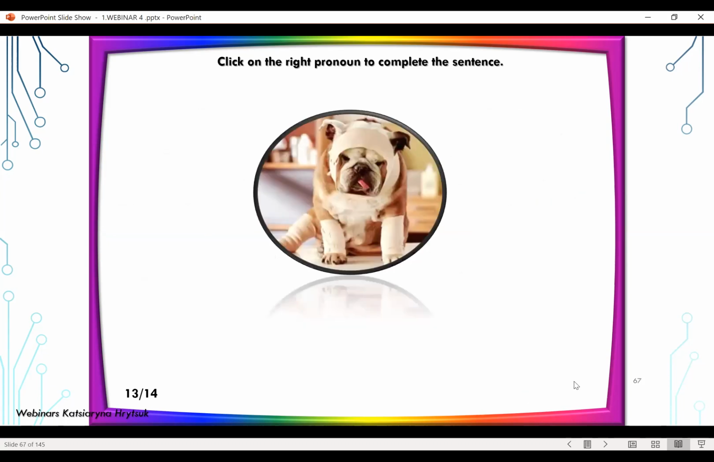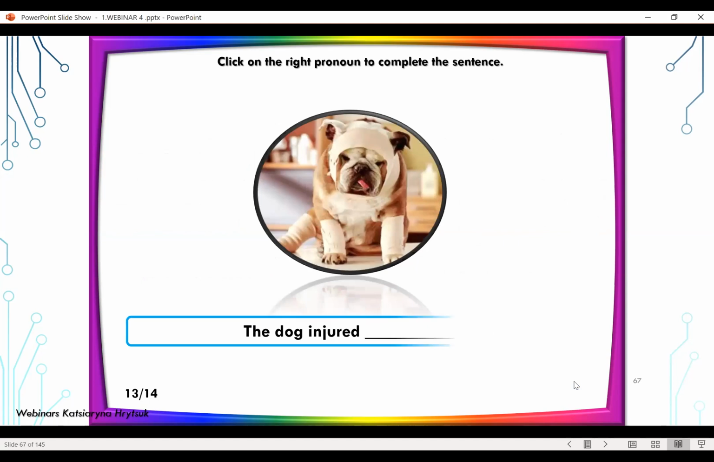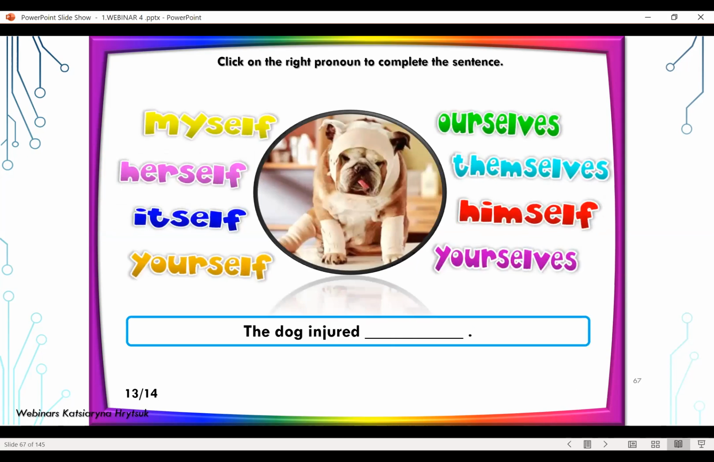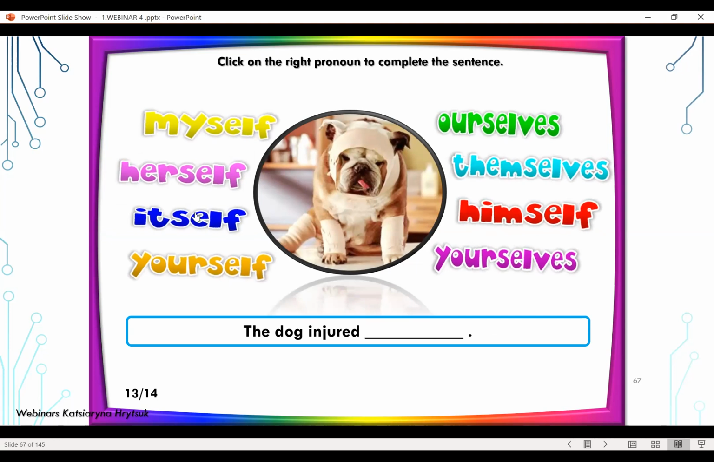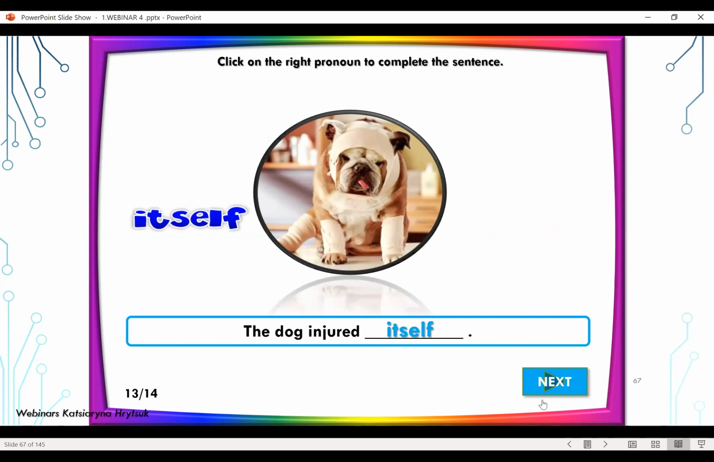Yes. Two more examples. You see, sometimes mostly with the verbs I like to use these reflexive pronouns. Emilia. The dog injured itself. Okay, the dog injured itself. Injured and the noun injury. Injured. Vika.